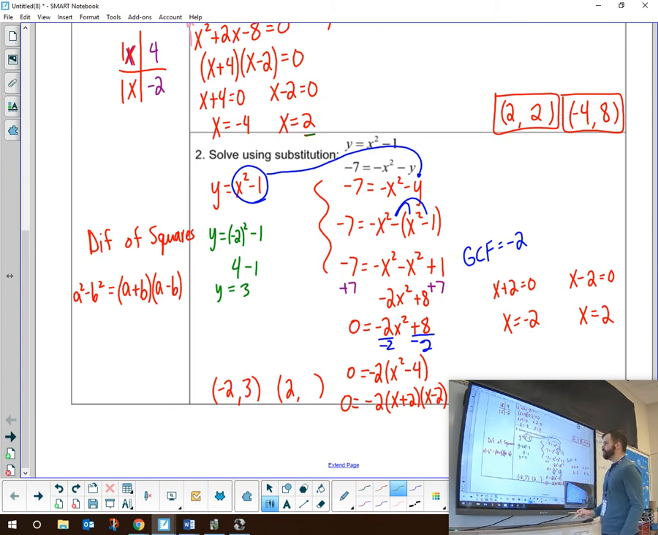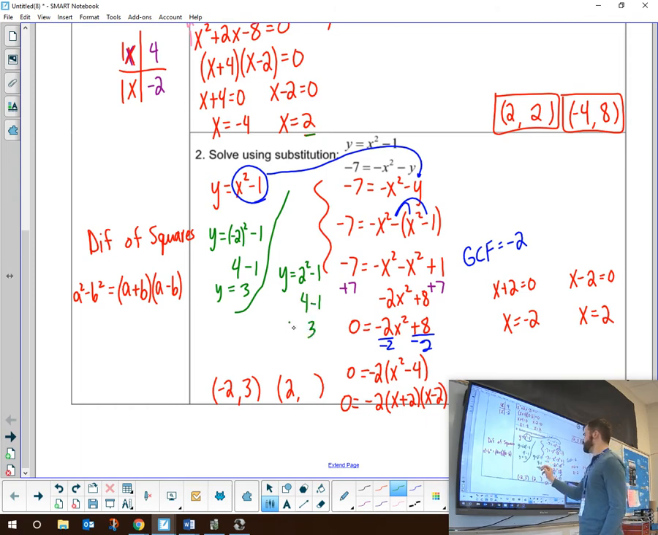Okay, now let's try what happens when we have a positive 2. Whenever I have a positive 2, we go y equals 2 squared minus 1. Well, 2 squared is 4. 4 minus 1 is 3, so y equals 3. Hey, it's 3 again. Don't let that freak you out, because they're both squared. You get the same answer after you plug it in. So there's our answers: negative 2, 3, and positive 2, 3.